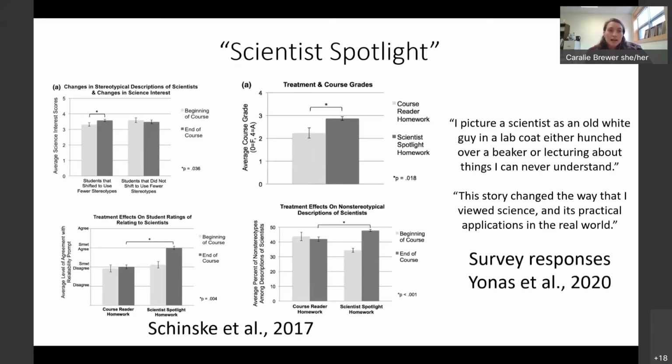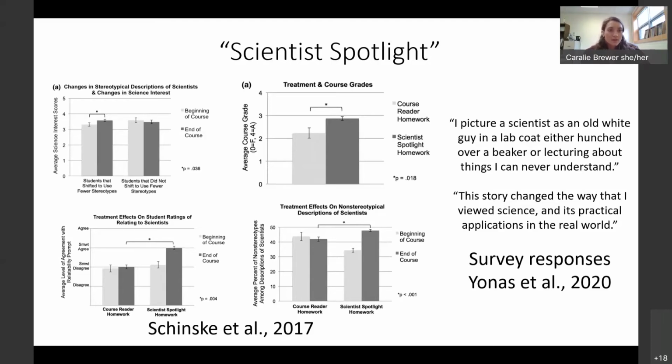So two studies that I looked at that incorporated scientist spotlights really did show that although they're a small way to incorporate diversity into your classroom, they really do have a lasting impact on the student's experience. So the Shinsky paper did a mirrored study between two courses, one which had the scientist spotlight and one which didn't. And they saw that students that were able to learn alongside these scientist spotlights tended to use fewer stereotypes, like you see on the right, a scientist as an old white guy in a lab coat hunching over a beaker with a cigar or whatever.